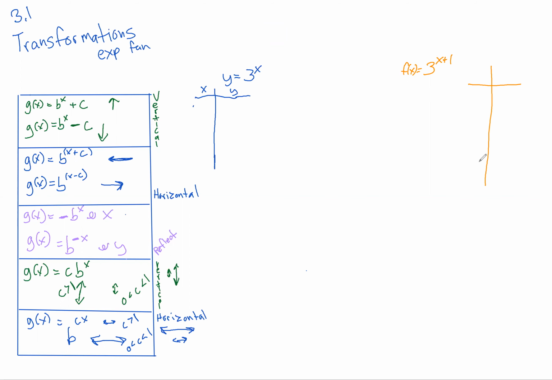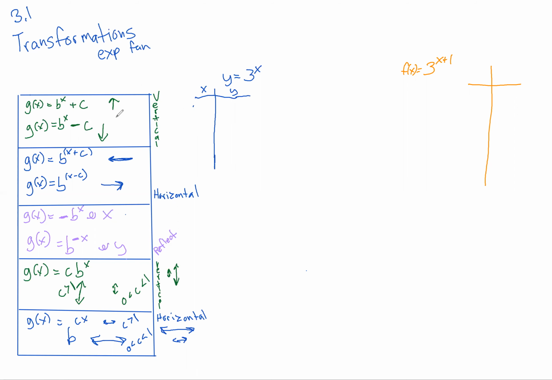So if we look at the top box, g of x just means our function. We've got our base to the exponent, and then if we have a plus or a minus c, that just means some number, before or after, that's going to result in a vertical shift because our y's are changing. So we're moving up or down the y-axis. If it's plus c, we're going to be going up. If it's minus c, we're going to be going down.